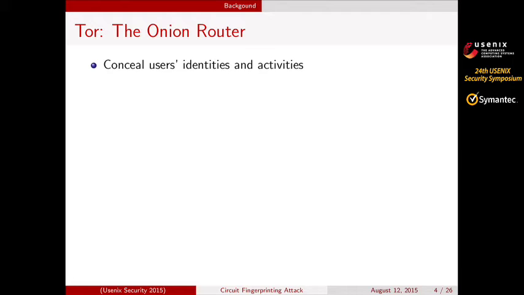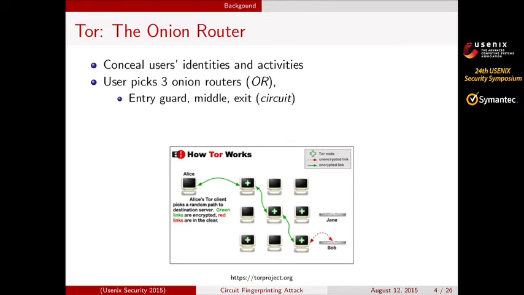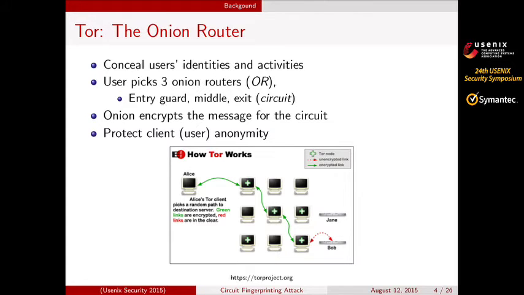The previous talk gave a pretty good overview of how Tor works, so I'll be very brief. Its high-level goal is to hide users' identity and activities, and it picks three onion routers: entry guard, middle, and exit, and they form what's called a circuit. To send a message in this Tor overlay, you onion encrypt your message for the circuit, and the exit node delivers it to the server. To point it out one more time, this protects the user's anonymity. So in this case, Alice in that picture would be protected.